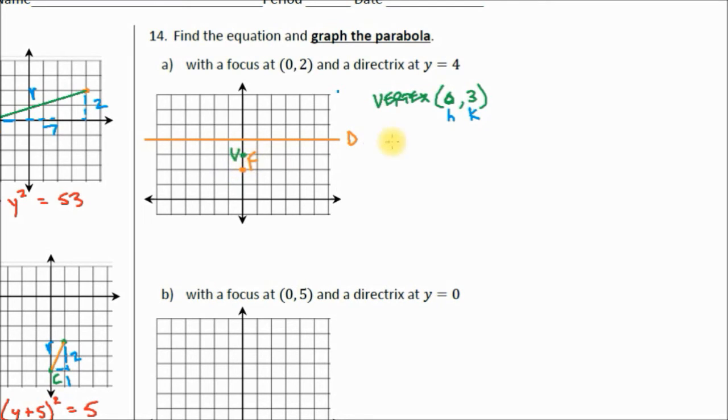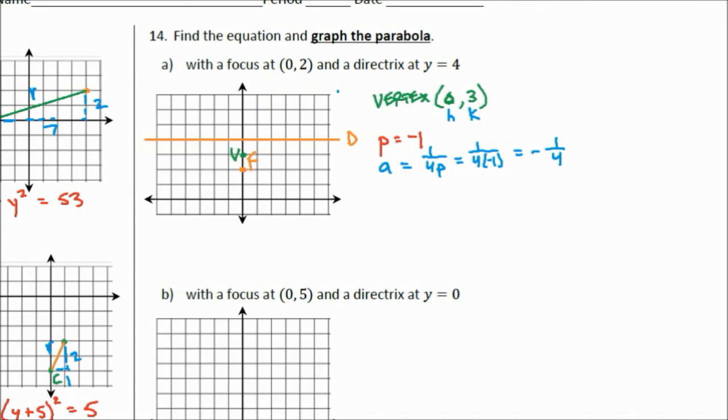All we have to find is our A value, and our A value can be found by looking at our P value. The value of P is equal to, well, from vertex to focus we are going 1 unit, and this parabola is clearly facing down since we're not allowed to cross the directrix. So the p value is negative 1. And that means we can find our a value. Our a value is equal to 1 over 4p, which is 1 over 4 times negative 1, which is negative 1/4. Now class, it's 1 over negative 4, but we can write that as negative 1/4.